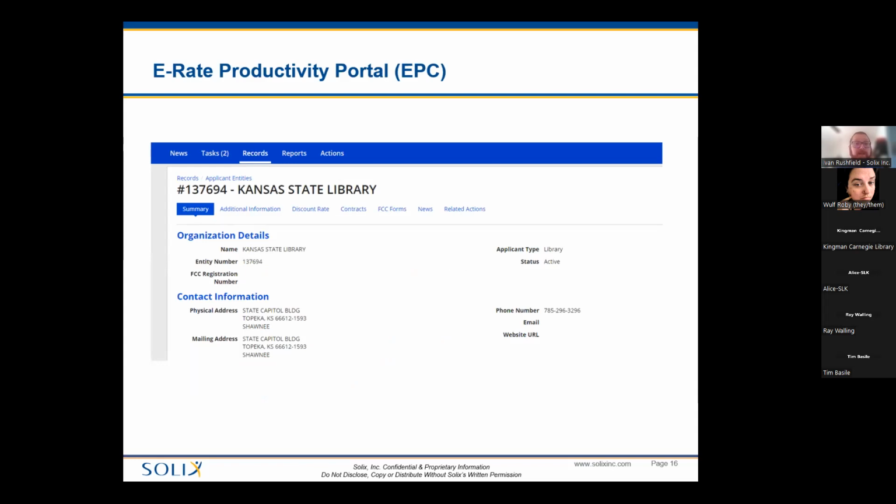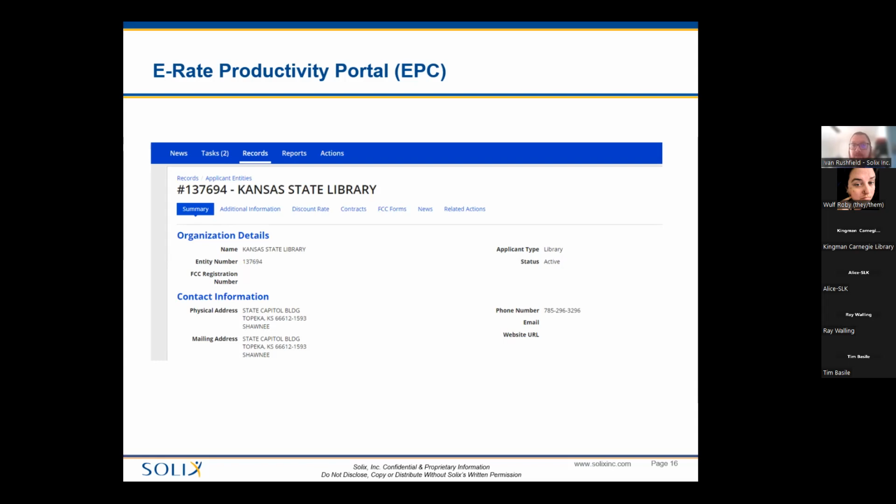So when I was talking about EPIC, here is just one of the pages. Here's the Kansas State Library page. You see here we have a physical address. It has an entity number. There's currently not an FCC registration number, which for the Kansas State Library is crucial because they do not apply for their own E-rate services. But you also see there's a place for contracts.